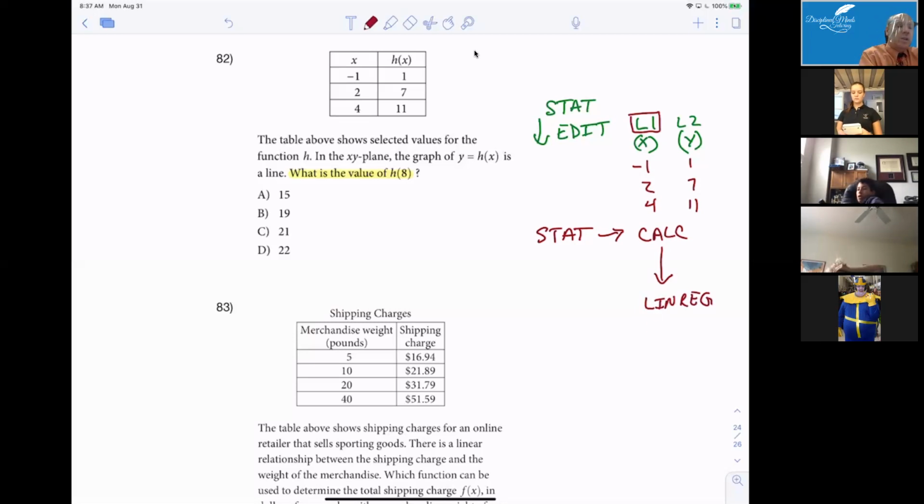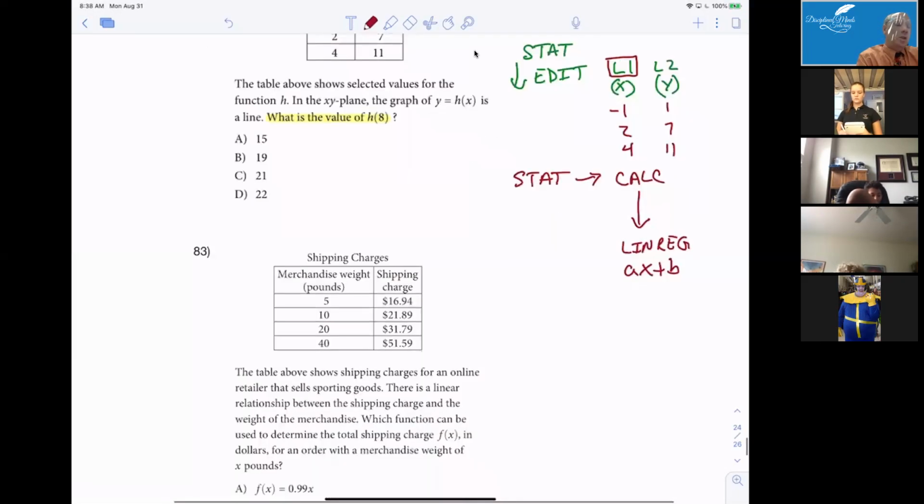And for some reason, they have AX plus B. I just think that's a mistake. A should be what letter? What should A be? M. A should be M. All right, then once you hit that button, you just hit enter all the way through, and it'll tell you the equation. And somebody tell me what the equation is.